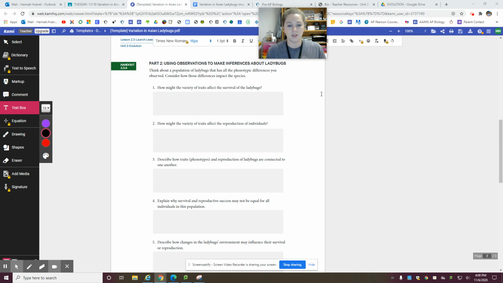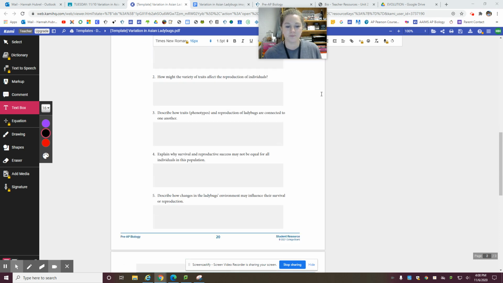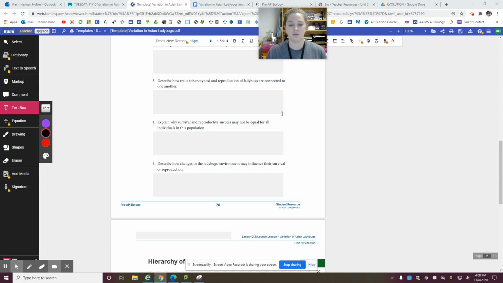Number 3, describe how the traits or the phenotypes, the physical traits, and reproduction of ladybugs are connected to one another. Ooh, I just did that for you. 4, explain why survival and reproductive success may not be equal for all individuals in this population. So you can't be successful if you're being eaten at higher rates. So it's not going to be equal if they live in a brightly colored area. Well, the black ones are going to stand out, so the black ones are going to get eaten. Bam, bam, bam, bam. Word this how you best see fit.